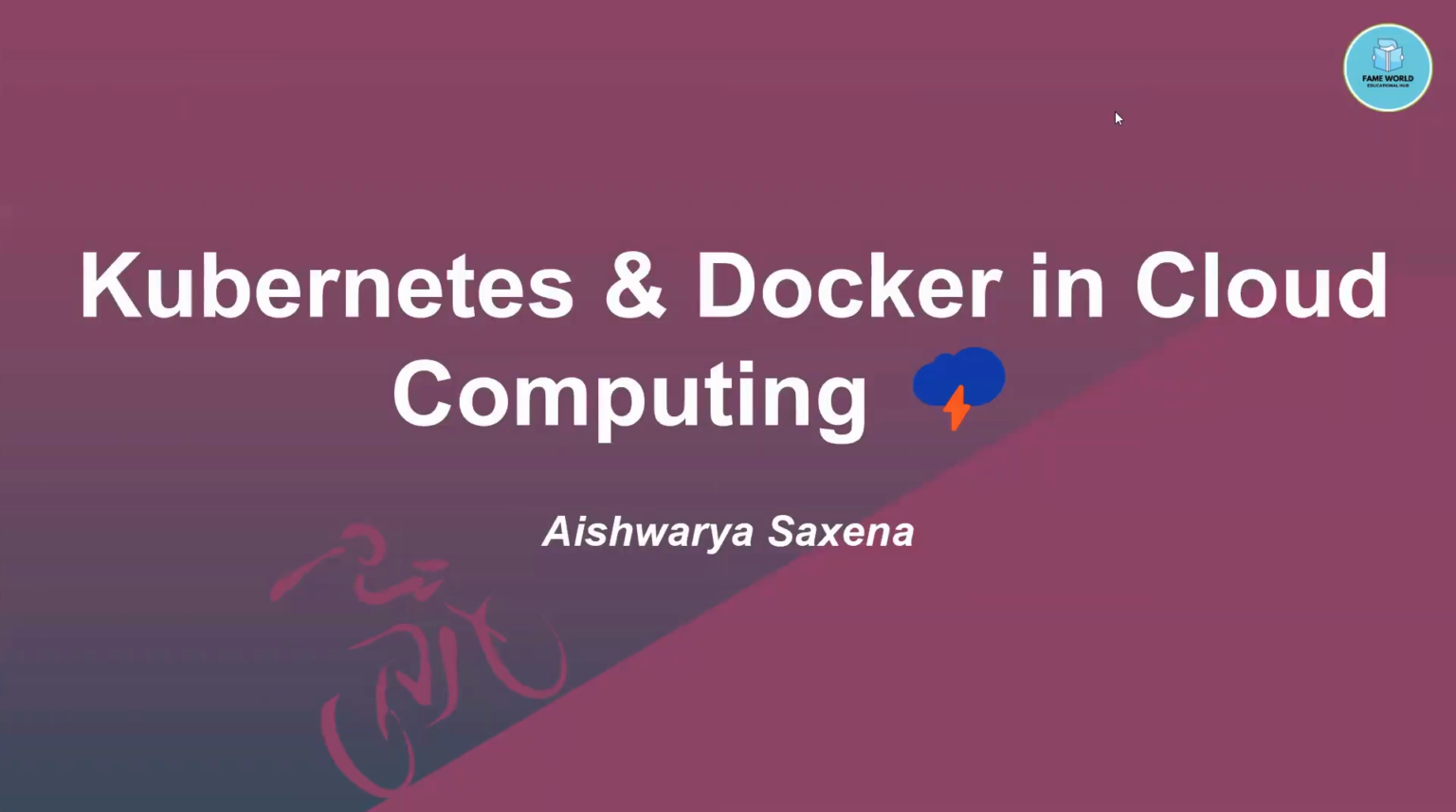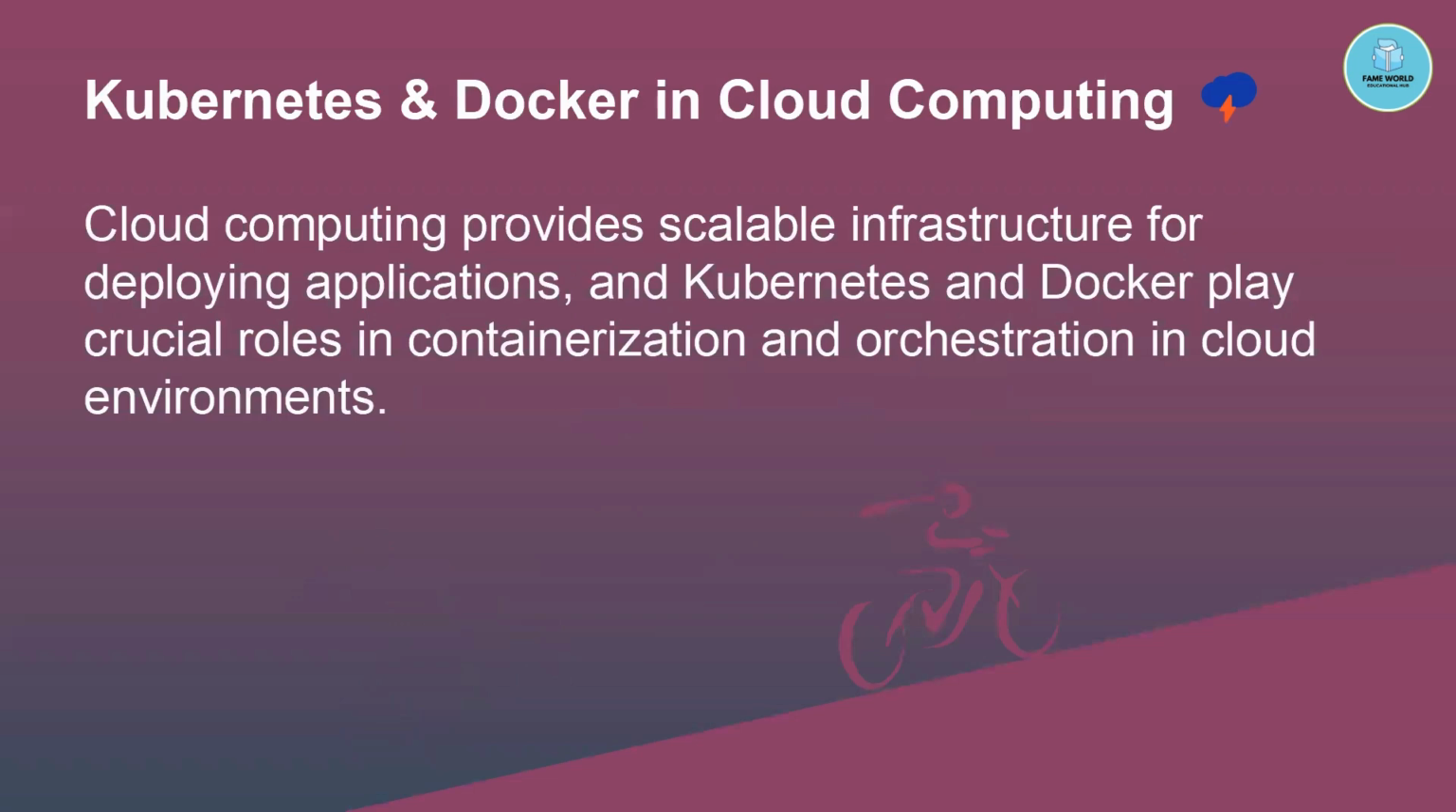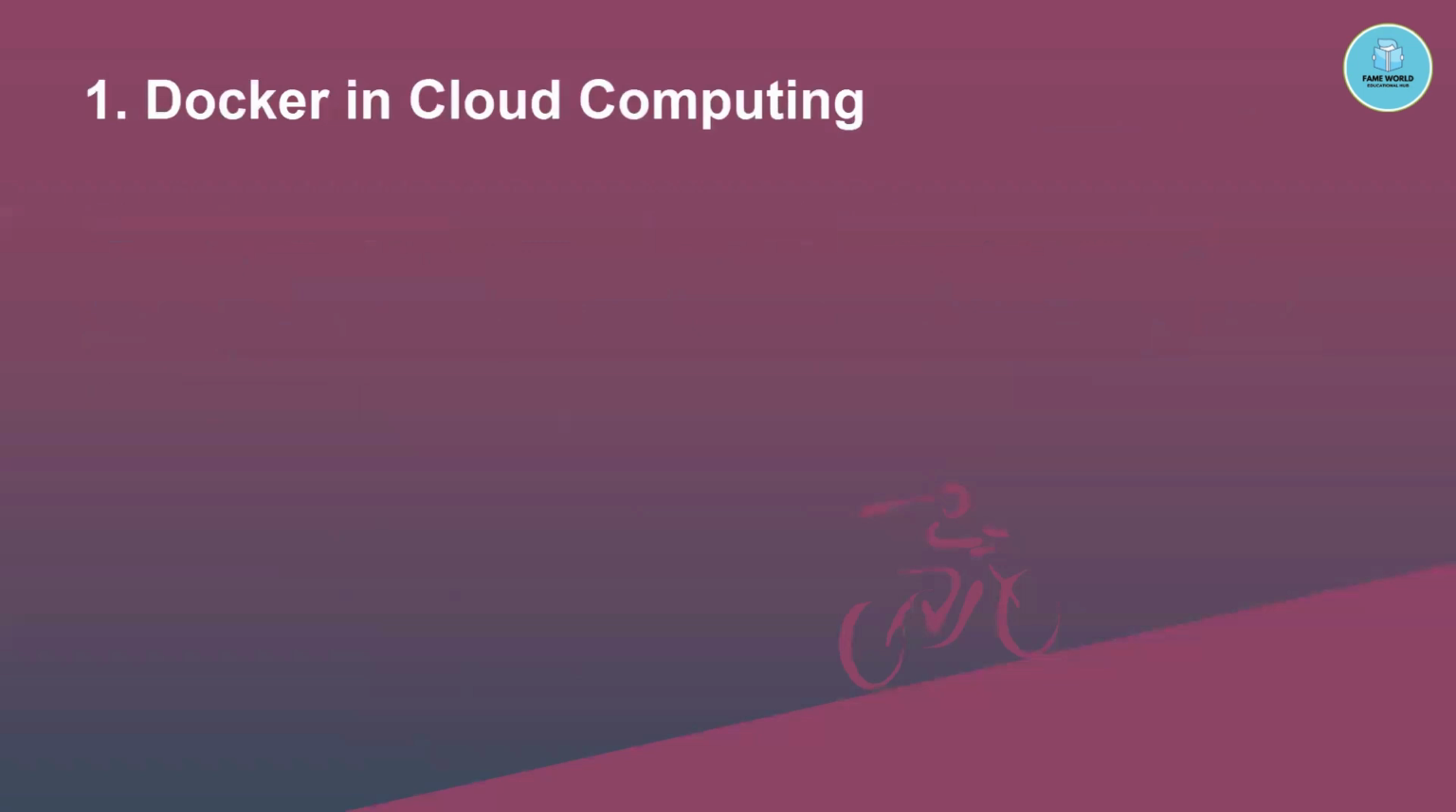Talk about Kubernetes and Docker in cloud computing, like how cloud computing is getting used with Kubernetes and Docker and how these technologies are related to cloud computing. Cloud computing provides scalable infrastructure for deploying applications. On the cloud, you can store your data. Kubernetes and Docker play a crucial role in containerization and orchestration in cloud environments. They are network based technologies where the data is stored in the cloud itself. So Kubernetes and Docker are related to the cloud anyhow.